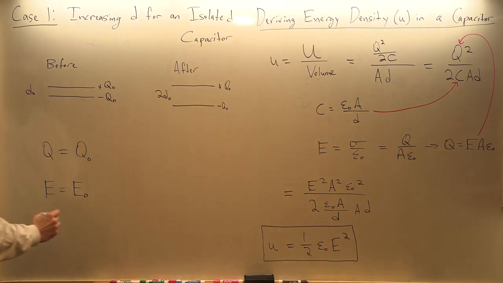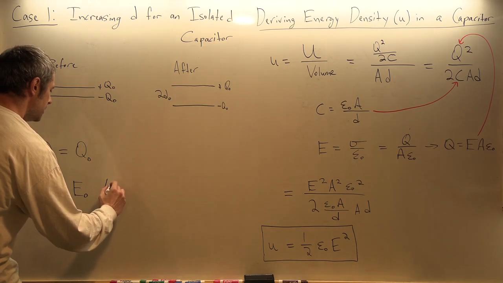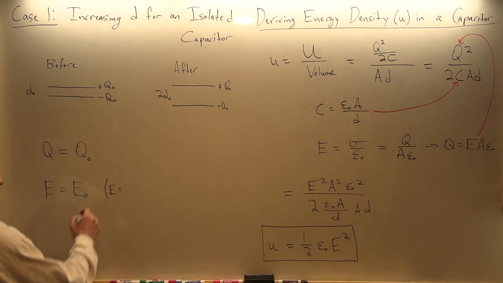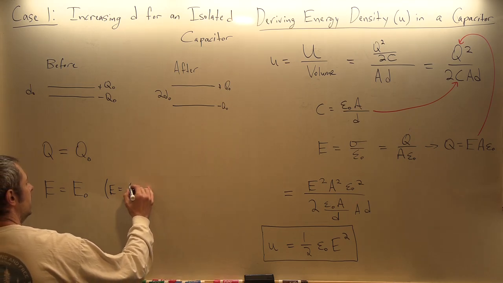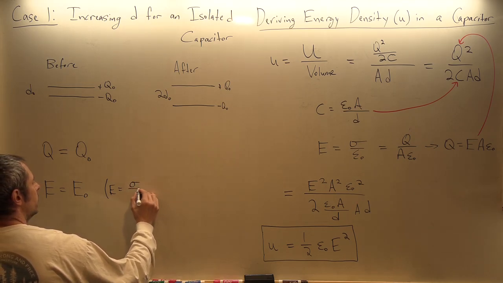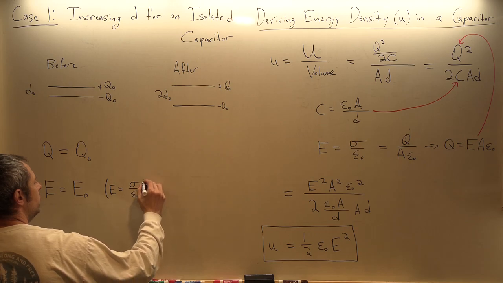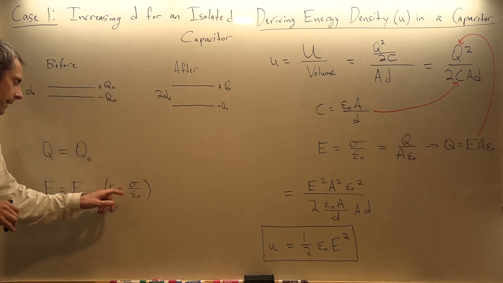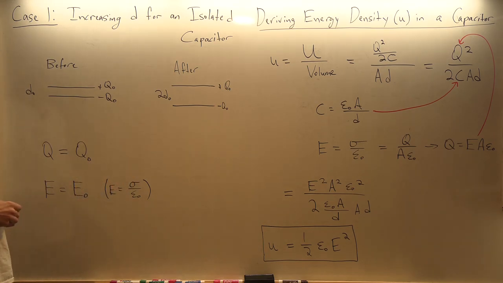How do I know that? Well, remember, we had this expression where the electric field inside a parallel plate capacitor is the charge density on the plates over epsilon 0. We derived this using Gauss's law even earlier today. And so, if that's true, and the charge doesn't change, the charge density doesn't change, and that means the electric field doesn't change. What about the voltage?